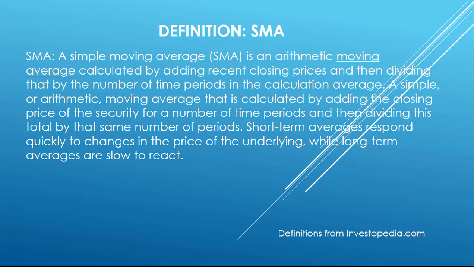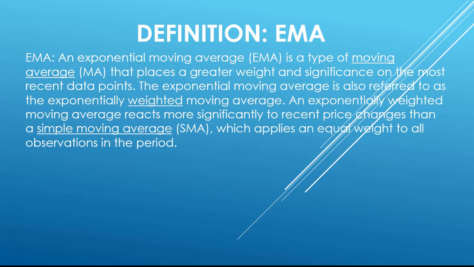react to those prices. An exponential moving average is a type of moving average that places a greater weight and significance on the most recent data points. The exponential moving average is also referred to as the exponential weighted moving average. An exponentially weighted moving average reacts more significantly to recent price changes than a simple moving average, which applies an equal weight to all observations in the period.